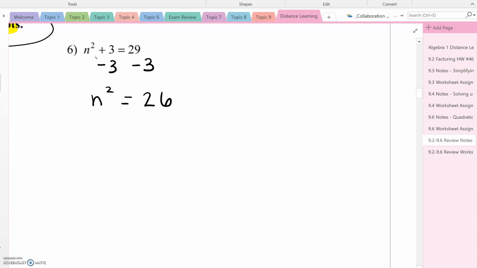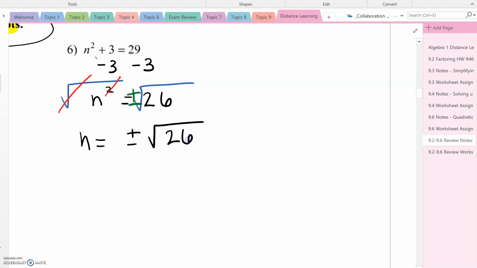Now we want to get just n, but we currently have n squared, so we're going to take the square root of both sides. And when you write in the square root part, you need to remember that plus or minus sign. So the square root and the squared cancel each other out. We end up with n equals plus or minus the square root of 26.